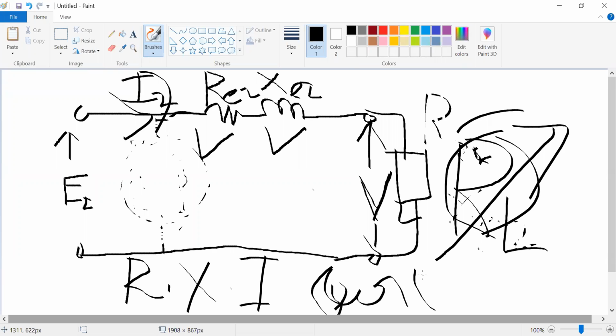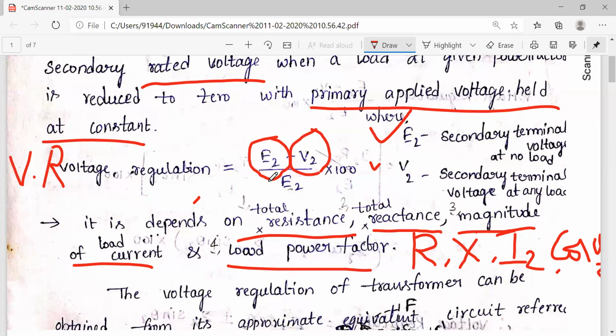In this way, if we vary the load, the current varies. Current varying means the voltage drop across this resistance and reactance varies. So the secondary terminal voltage of the transformer always changes. That depends upon the resistance, reactance, and magnitude of the load current and the load power factor.